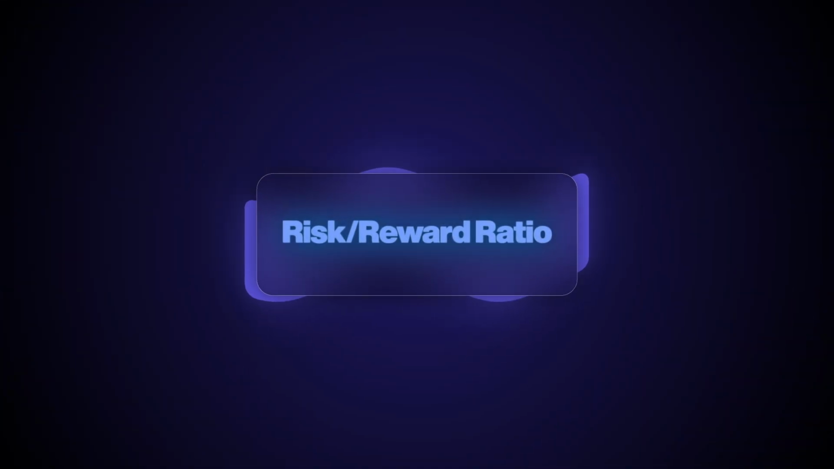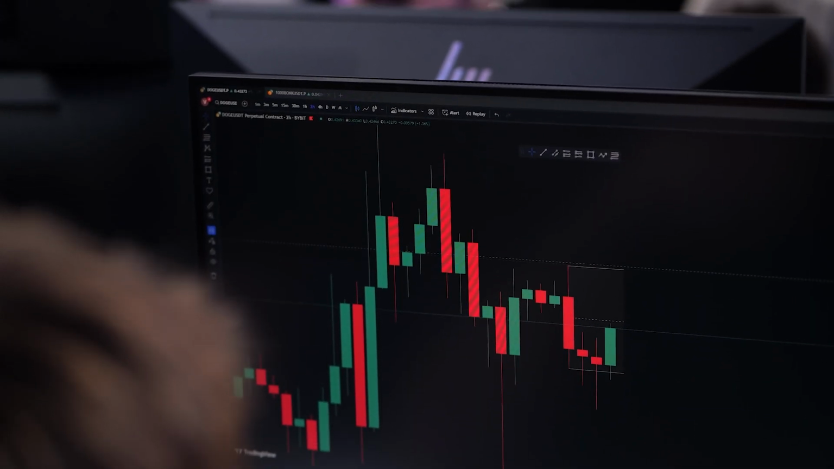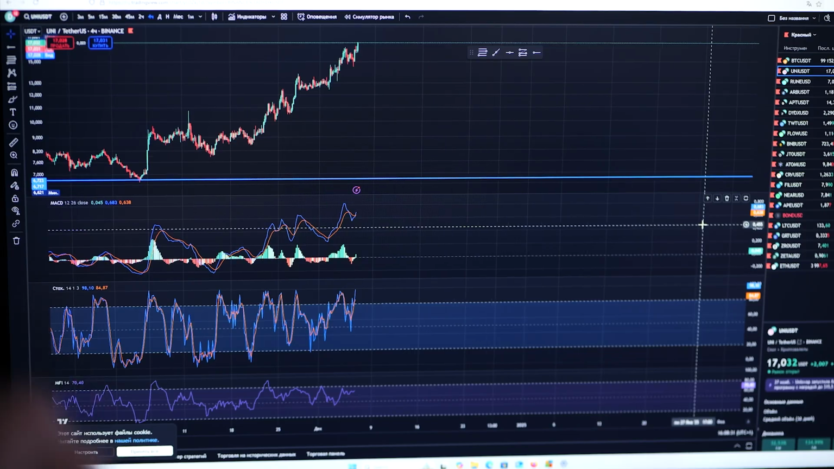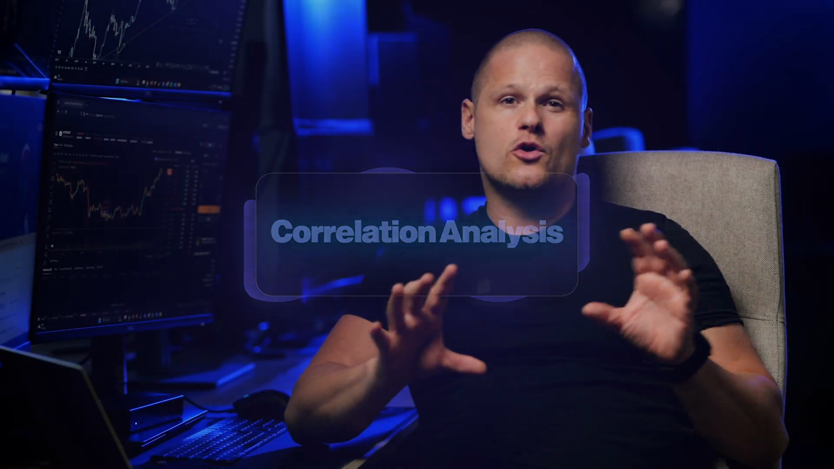Risk and reward ratio. We should only aim for trades where the reward has a higher potential than the loss. If the setup is not offering at least a 1 to 2 risk-reward ratio, you should avoid it. Correlation analysis. Understand how the assets in your portfolio move in correlation and relation to each other. If you want to diversify, you want to have assets with low correlation.